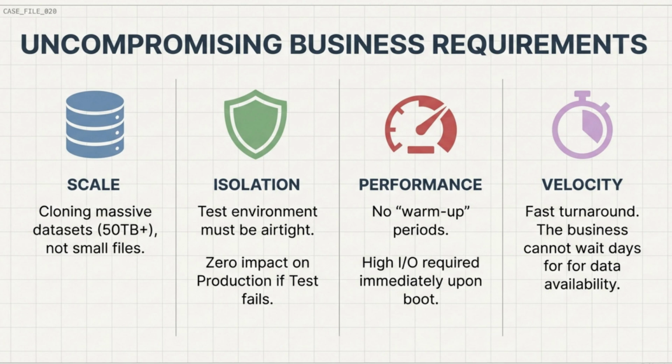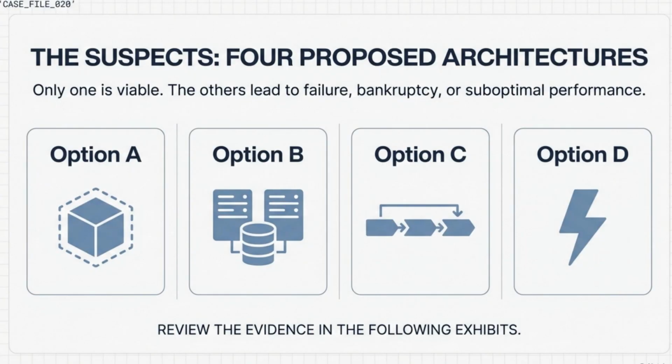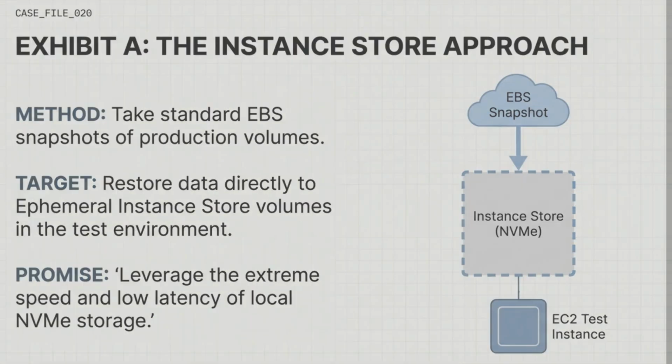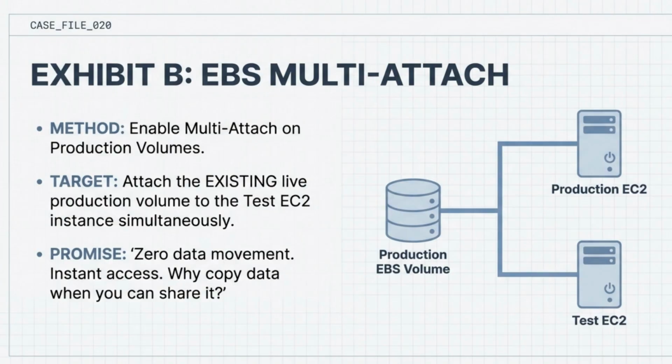Sounds quite complicated. 4 different architects proposed 4 different solutions, and only one solution is correct. Let's look at each proposal, for now, without explanations, just facts. First architect says, we take EBS snapshots of production volumes and restore them to instance store volumes in the test environment. Second architect proposes something craftier. We enable EBS Multi-Attach on production volumes, take snapshots, and then attach the same production volumes to test instances.